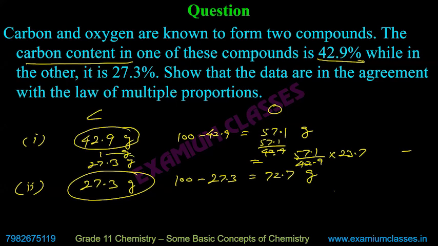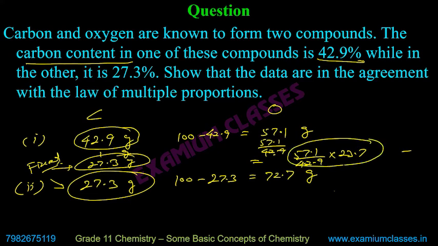So now you have fixed both masses of carbon as 27.3, and you will again get the similar ratio, 1:2. Whatever you get here and whatever you get here, these will be in 1:2 ratio. This will be 1, this will be 2. Is there any confusion? Let me know.